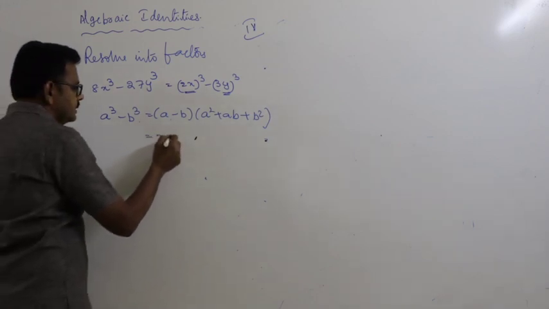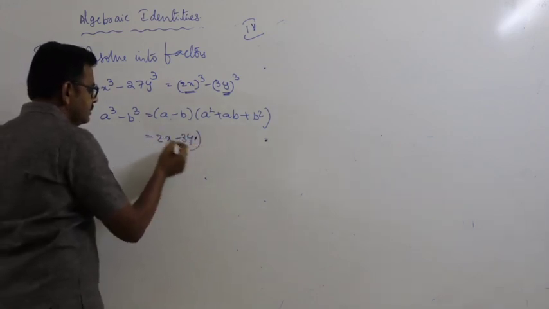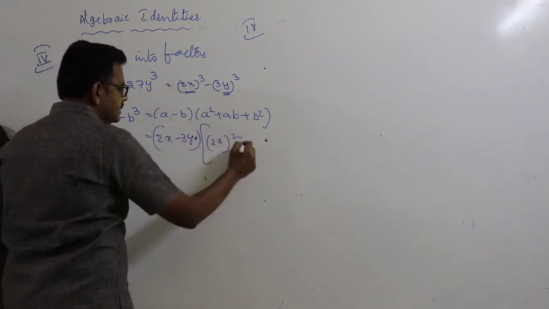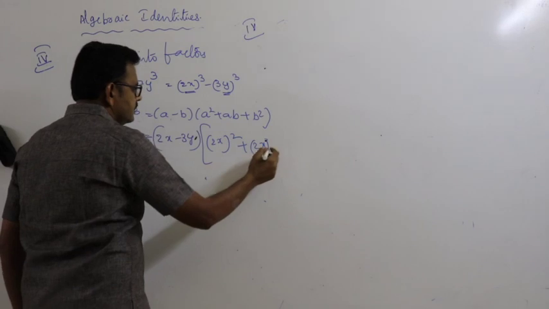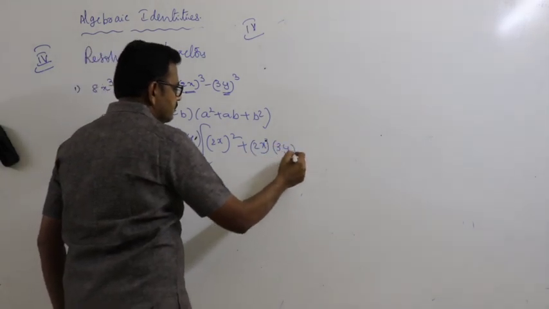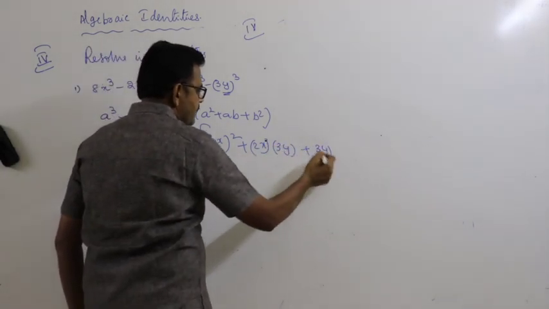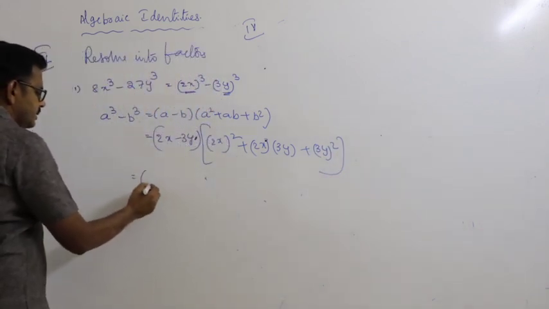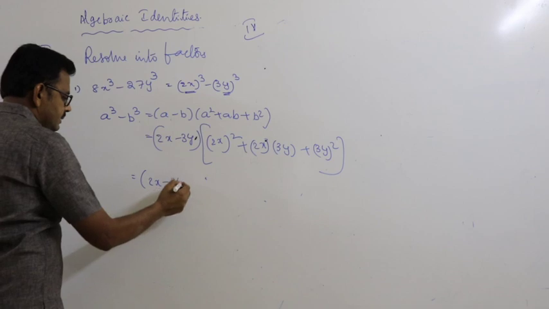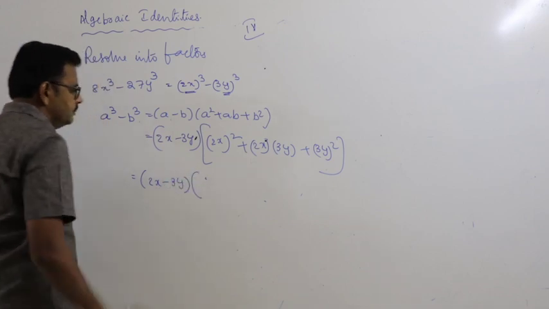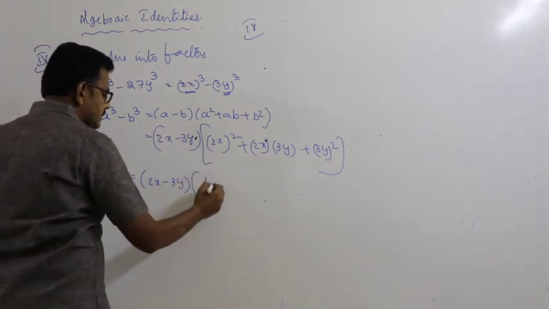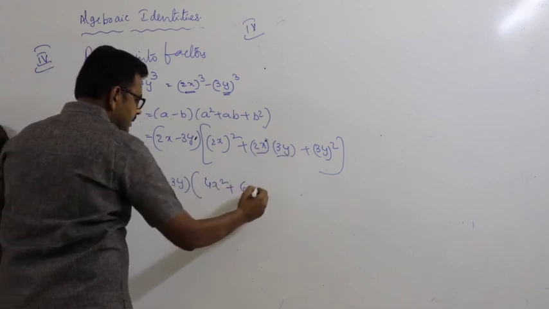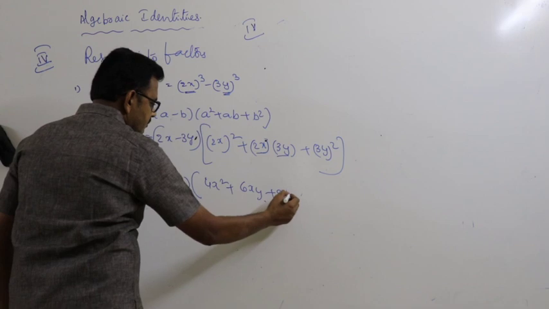So this is 2x minus 3y into a square plus ab into 3y plus b square, 3y whole square. That is 2x minus 3y into, this is 4x square plus 6xy plus 9y square.